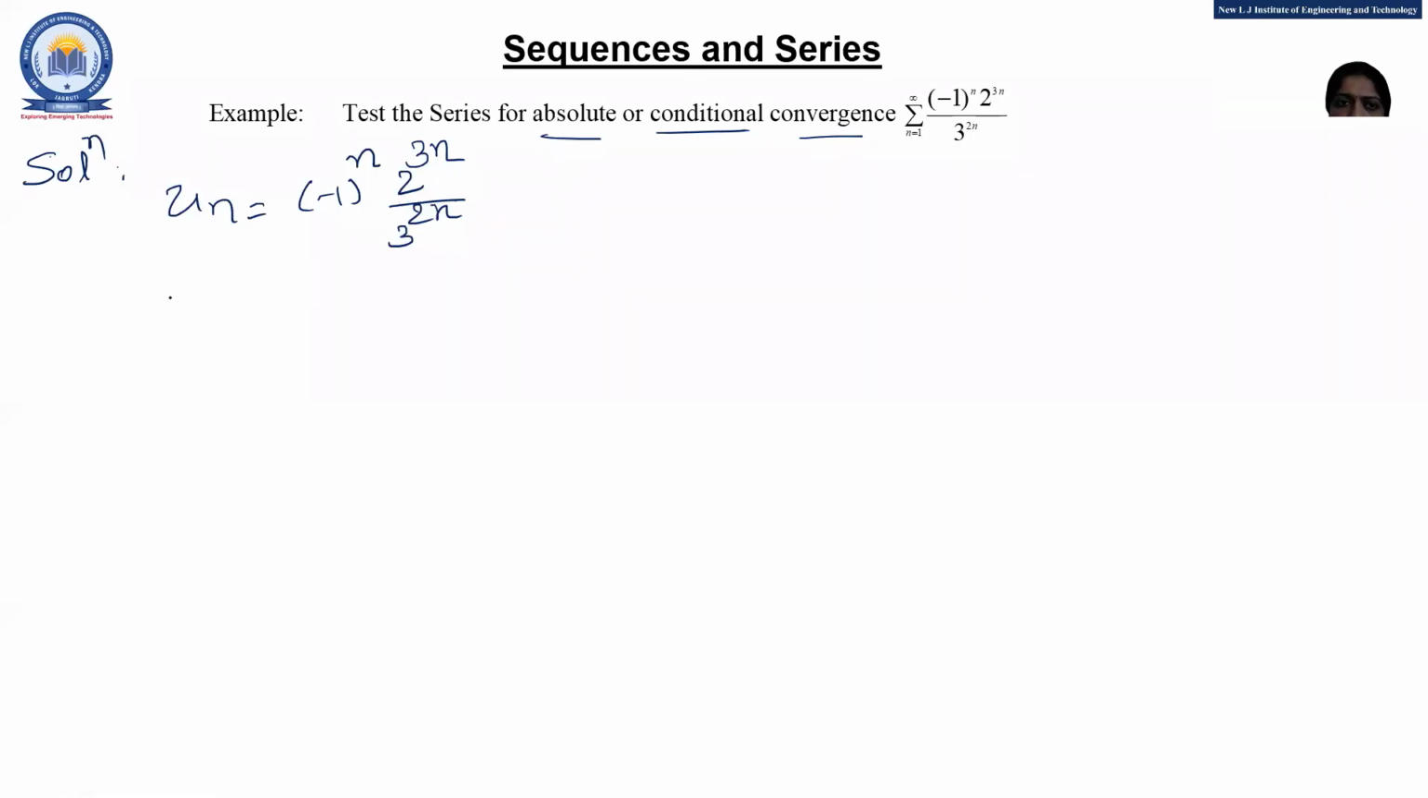And in this case, I am directly finding the convergence for mod un. So what is my mod un? See, this minus 1 raised to n is only for the plus or minus sign.